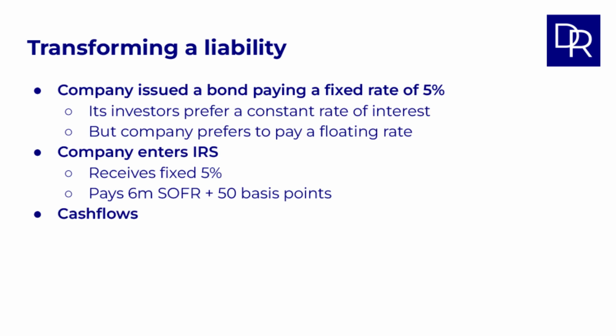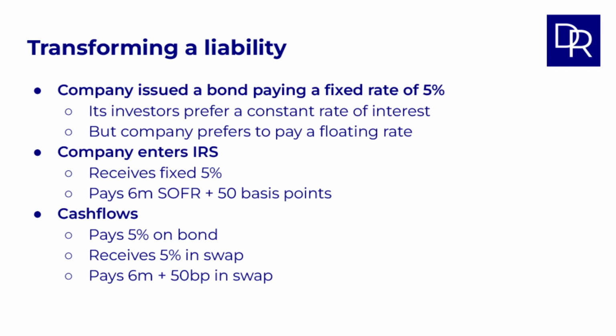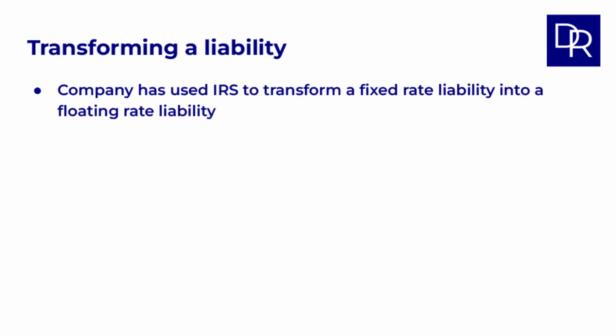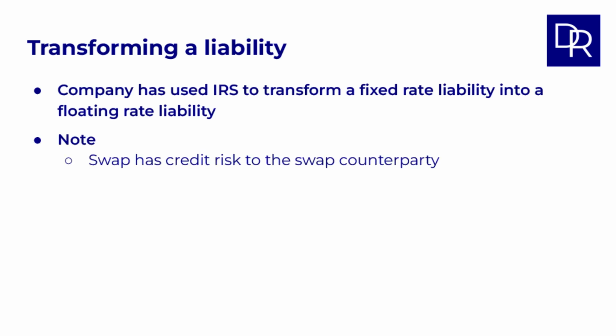Let's see what the net position is for this company. It pays 5% on its bond, but now also receives 5% fixed in the swap, so the fixed rates offset. So the net cash flow of bond plus swap is that the company pays a floating rate of 6 months SOFR plus 50 basis points. So the company has indeed used the IRS to transform the fixed rate liability into a floating rate liability. Note that entering the swap comes with credit risk to the swap counterparty, so it does introduce some extra risk.